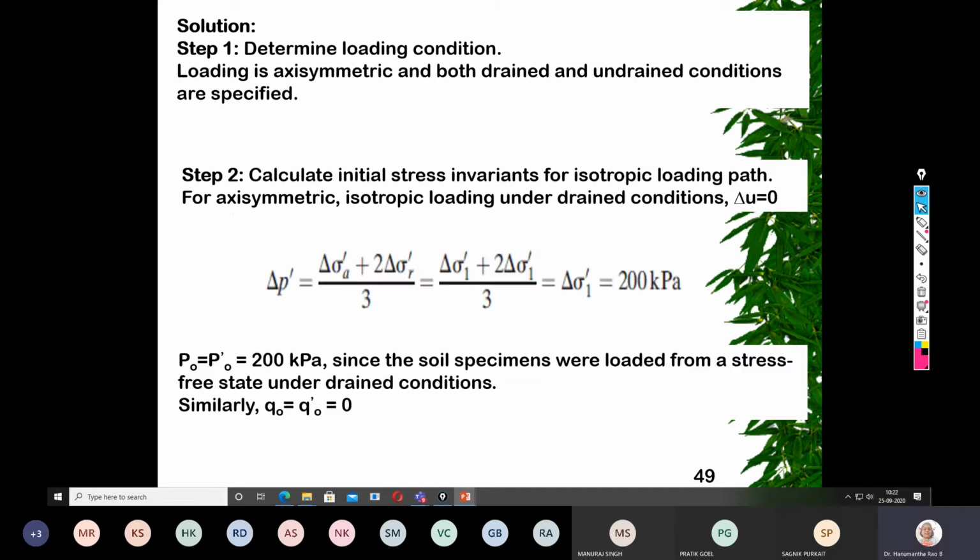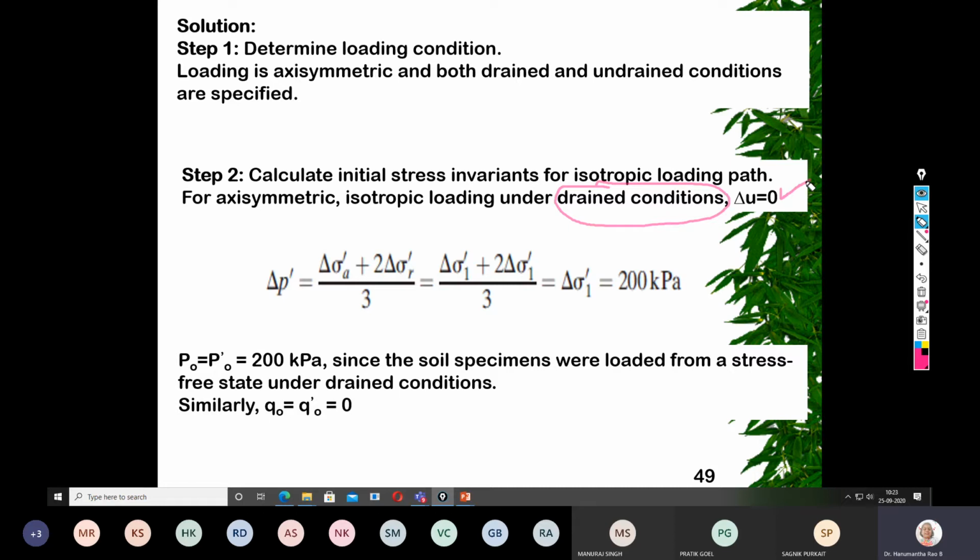Isotropic loading. So for axisymmetric, isotropic loading under drained condition, delta U is 0. This is drained condition. Whenever you see drained condition, immediately a point should pop up in your mind: the pore water pressure is 0. As long as drainage is open, the pore water pressure is 0.